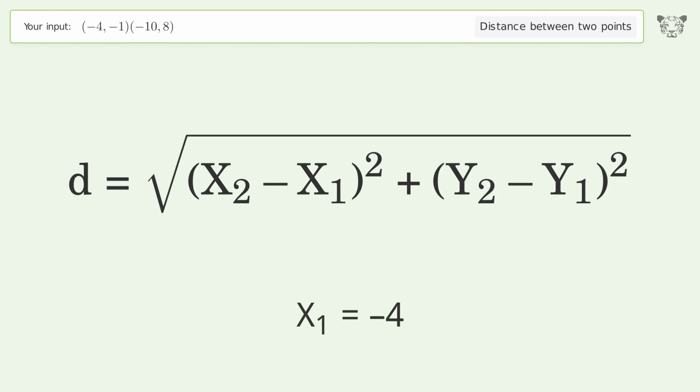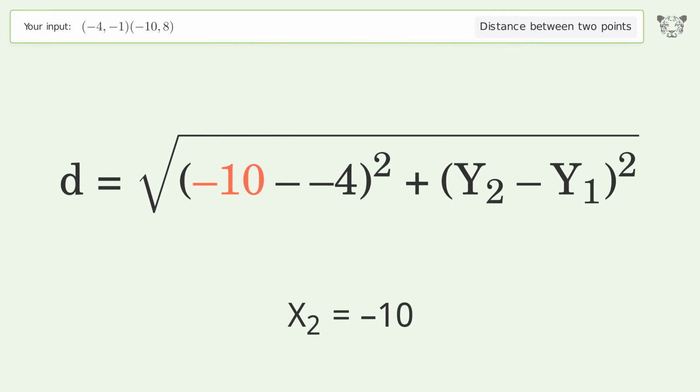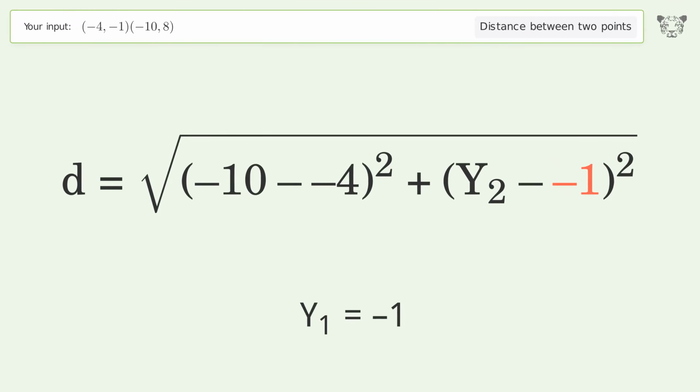x1 equals -4. x2 equals -10. y1 equals -1. y2 equals 8.